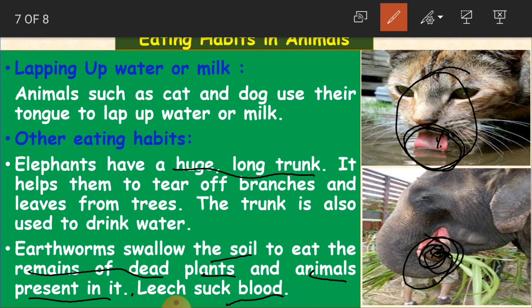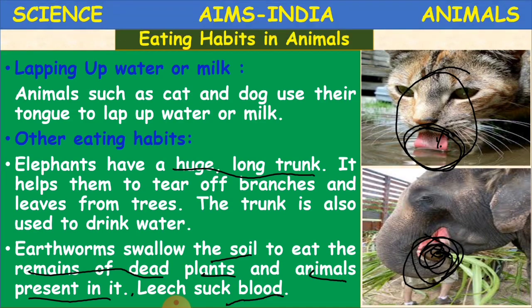Clear children? So this is how lapping up water or milk is done by the dog and cat, and even the elephant uses its trunk to tear the branches of the plant and drink water.